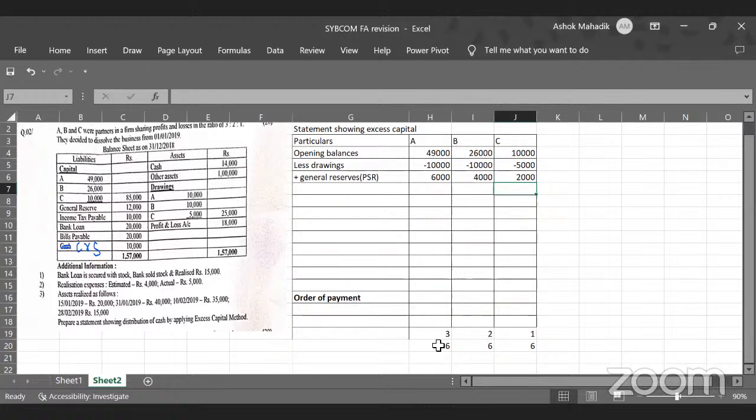In the last sum, I told you that the P&L account may be there. If it is along with general reserve, you add it. If it is on the opposite side, subtract. So now we have to minus it, less P&L. If it is on the asset side, it indicates that's a loss. Okay. P&L debit balance. So again use PSR for distribution. So 18,000 into 3 by 6, okay, 9,000, 6,000, and 1 by 6, 3,000.